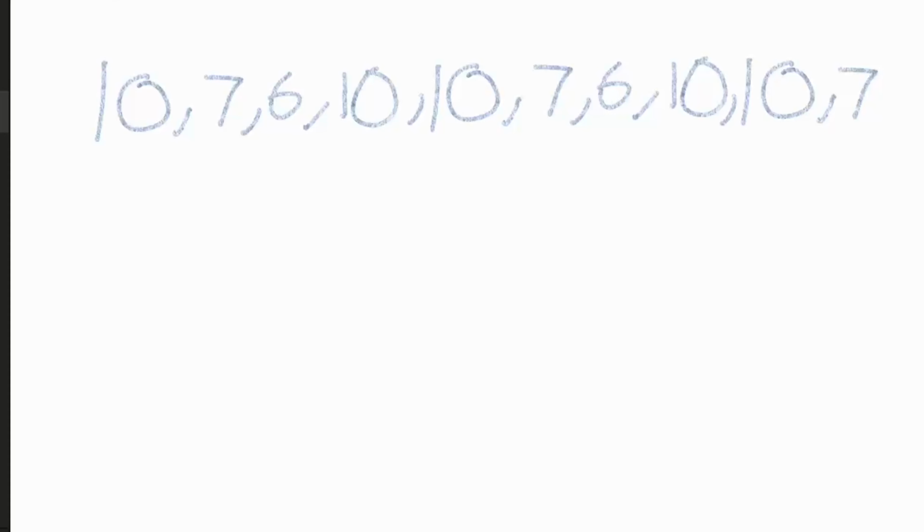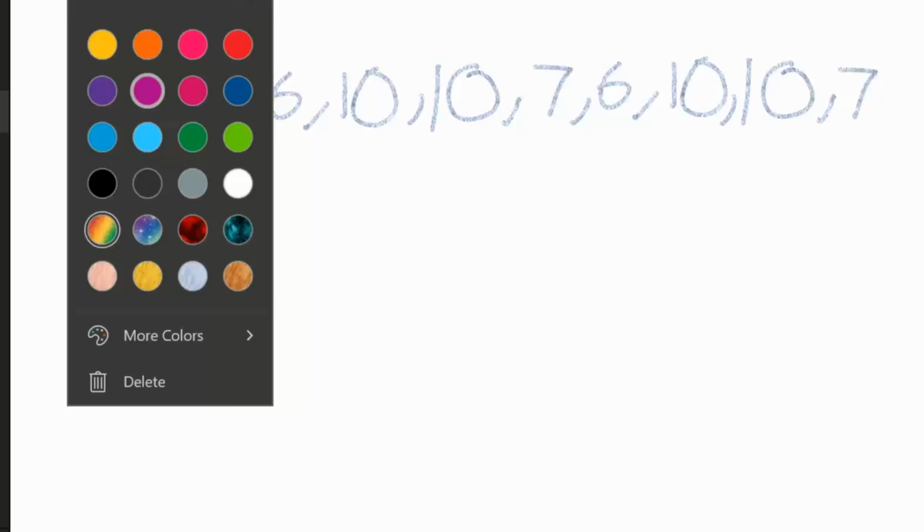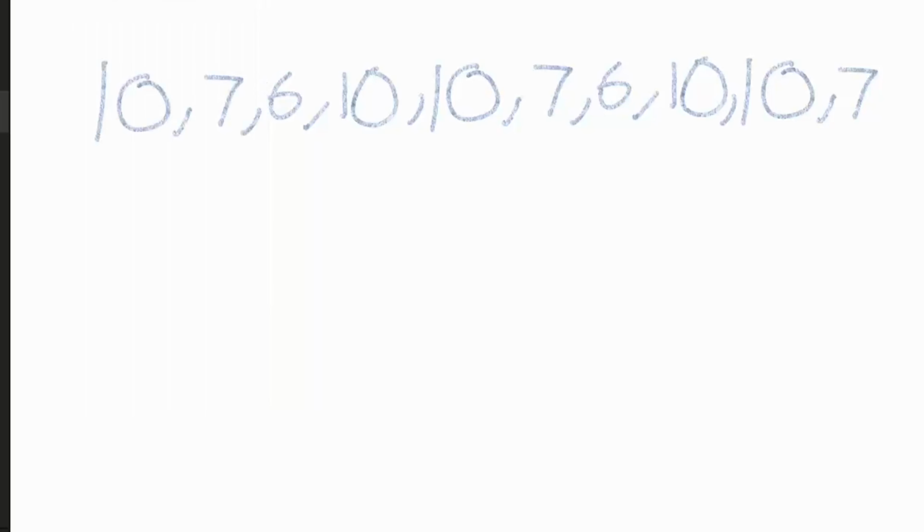Now let's take a look at these numbers. 10, 7, 6, 10, 10, 7, 6, 10, 10, 7. Our pattern here is, one second, let me change the color so it matches. Okay, now our pattern here is 10, 7, 6, and 10. How do I know? Because it starts repeating from here. Again, 10, 7, 6, 10. So now, let's underline this, or circle it, and let's repeat the pattern.